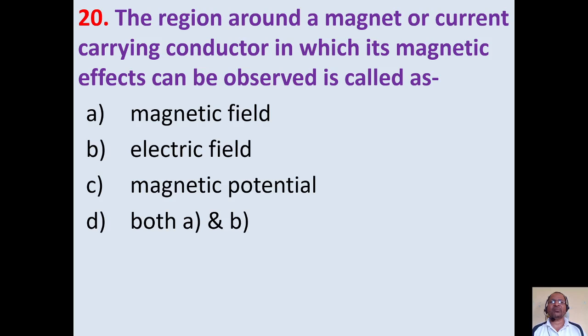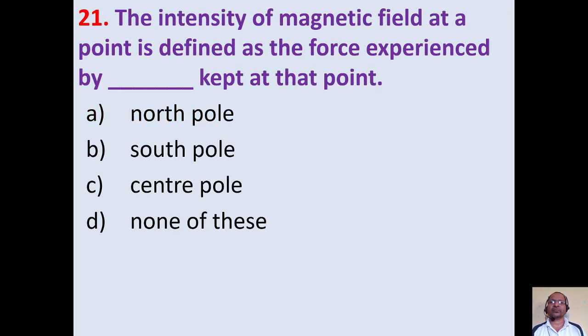The region around a magnet or current carrying conductor in which its magnetic effects can be observed is called as. So this is the simple definition of magnetic field. The intensity of magnetic field at a point is defined as the force experienced by dash dash kept at that point. So in electrostatics, we consider unit positive charge, that is a charge of +1 coulomb. In magnetism, we consider unit north pole.